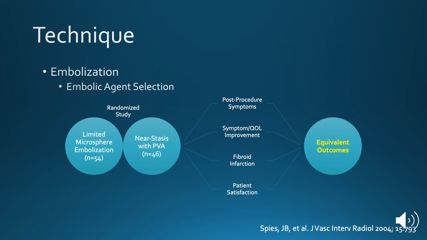So in 2004, Jim Spies looked at this and did a randomized study comparing a limited microsphere embolization versus an embolization with PVA particles to near stasis. And that group looked at post-procedure symptoms, symptom severity and quality of life improvement, the degree of fibroid infarction, and patient satisfaction. And simply put, they found equivalent outcomes with both agents.